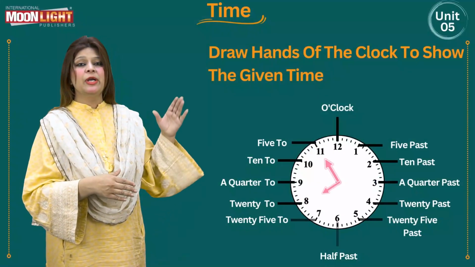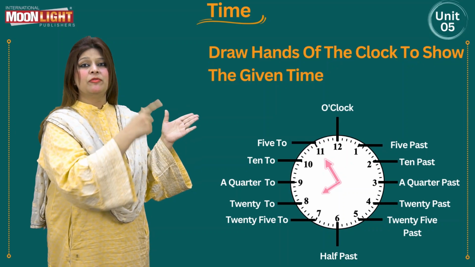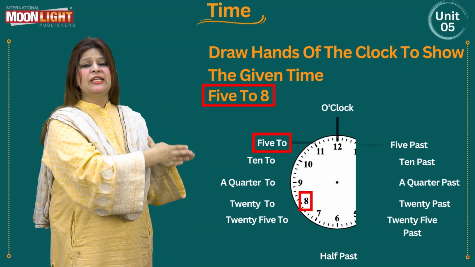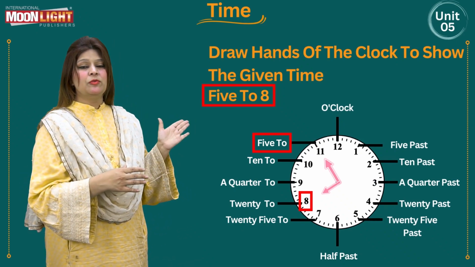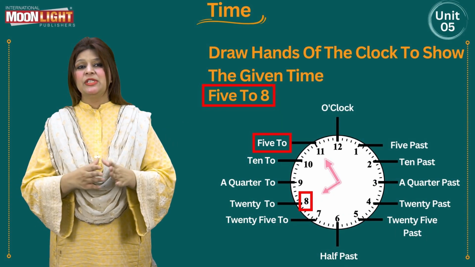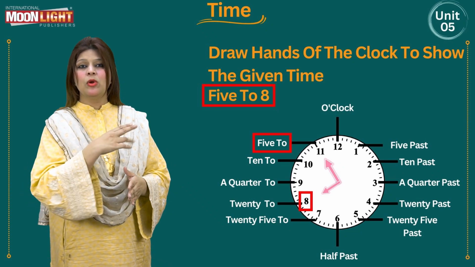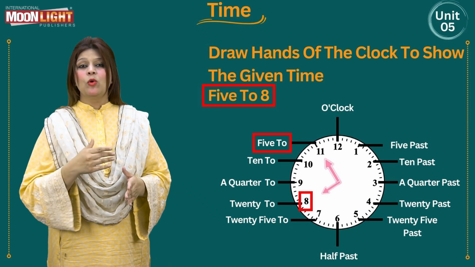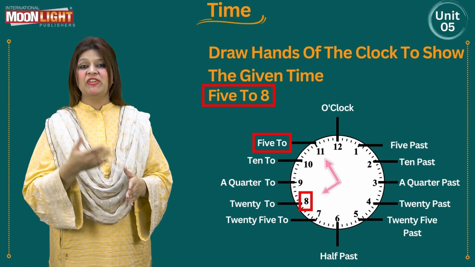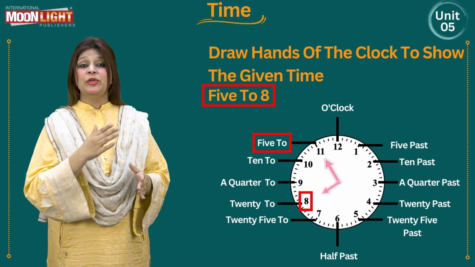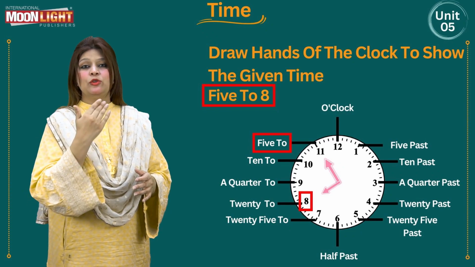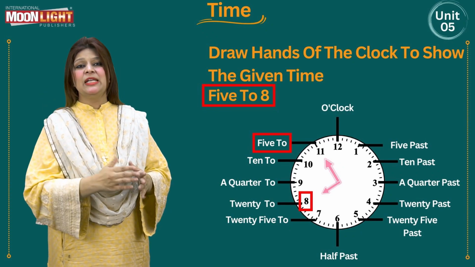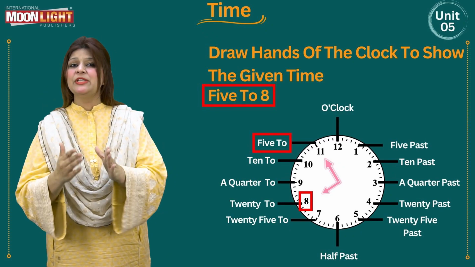So here we go. We are going to draw the hands of the clock to show the given time, which is 5 minutes to 8. I have shown you the picture over here; you can just check this one out. This is o'clock, 5 past, 10 past, quarter past, 20 past, 25 past, half past, then 25 to, 20 to, quarter to, and 10 to, and 5 to. Basically, this is 5 minutes to 8.